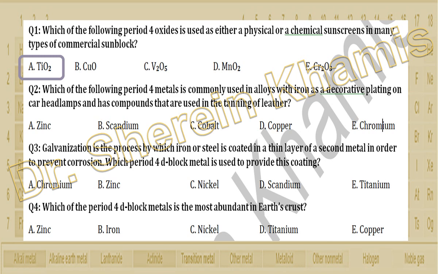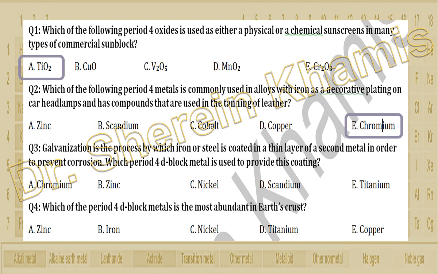Let's go into question 2. Which of the following period 4 metals is commonly used in alloys with iron as a decorative plating on car headlamps, making a flasher with highlight, and has compounds that are used in the tanning of leather? We said that we have an element that is very effective and has very large uses. We have our choices: zinc, scandium, cobalt, copper, and chromium. We have one very effective: chromium metal.